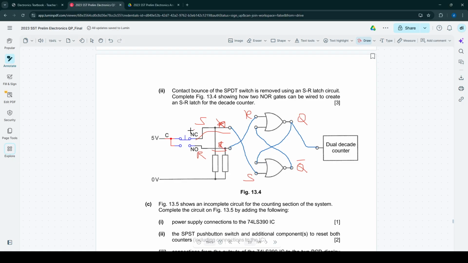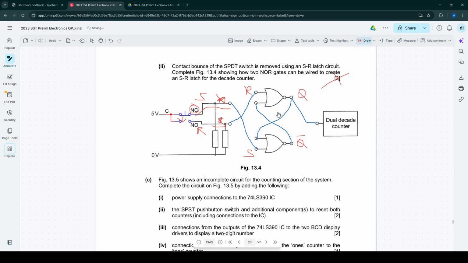That means normally, because it's normally closed, normally you will be setting the value to be 1. And then when you close it like this, you reset it. So the function is entirely wrong already. You get 0 marks.